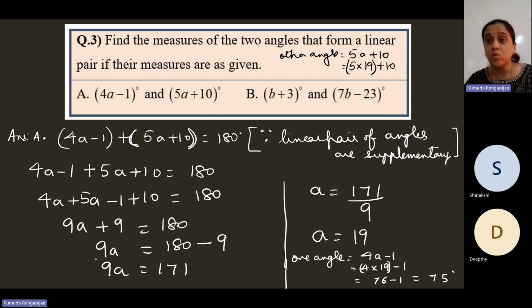It's 4a. 4 into 19 should be done first and then minus 1. You should not do 19 minus 1, 18 and then multiply by 4.